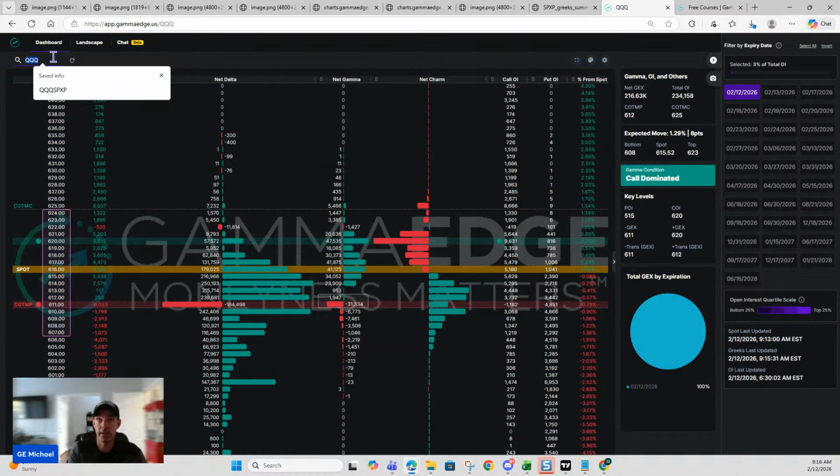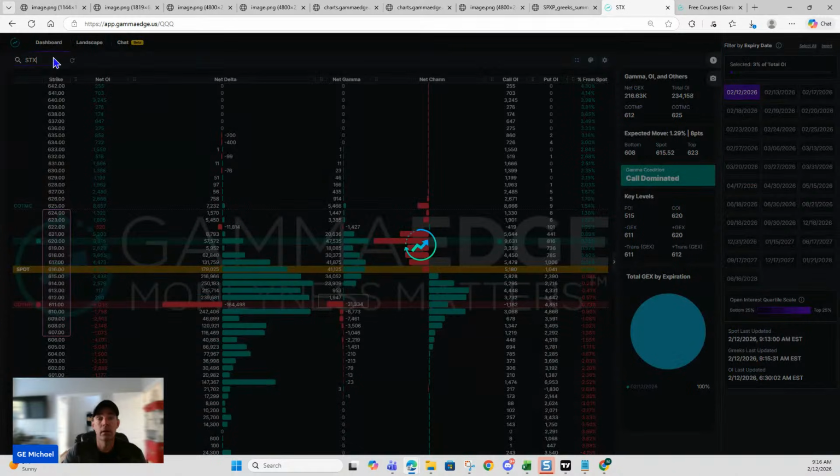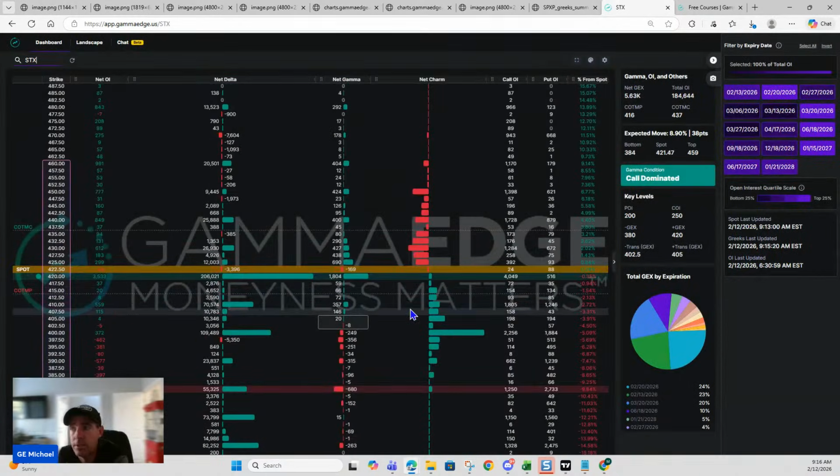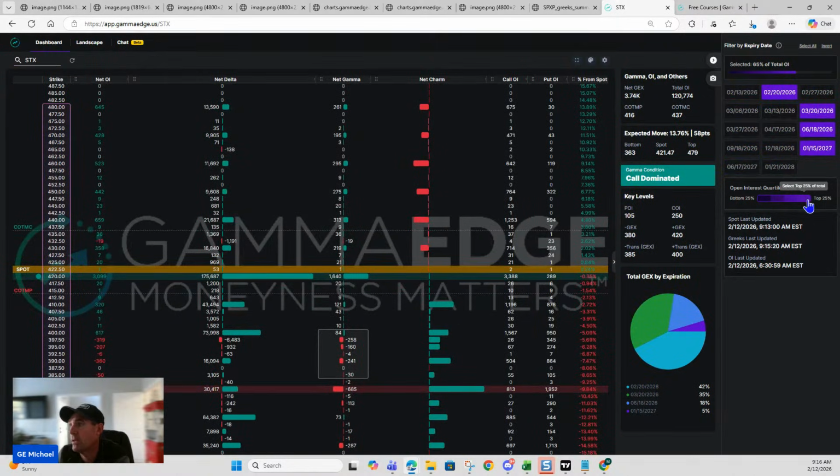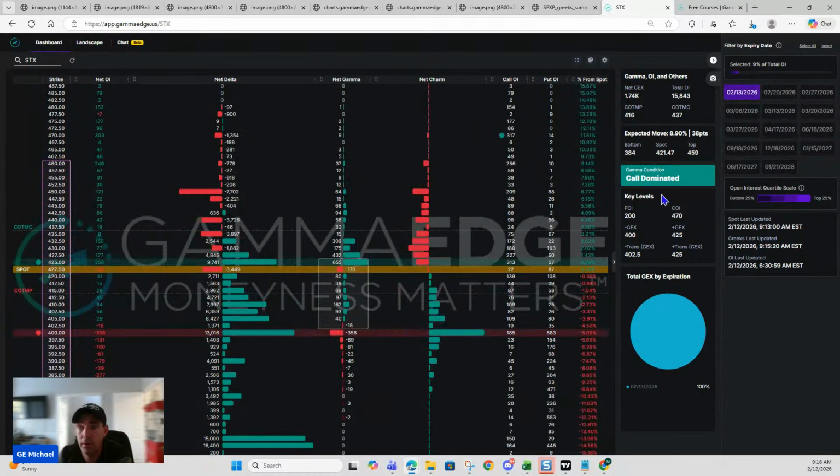Let's look at STX. I think STX has been doing pretty well, right? Price appreciation. So let's look at the upper quartile. STX only has Friday expiries, so we'll look at this Friday, and then we'll look at the quartile. So call dominated, above and below spot price, transition area fairly wide. You're at the top of transition. If we start taking the 422, look 425.